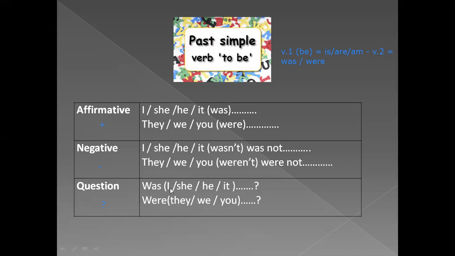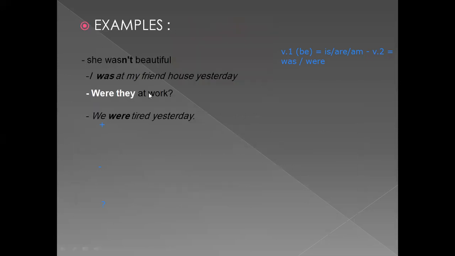So here, whenever I want to ask about a singular subject like I, she, he, and it, I should ask about them with was. But whenever I want to ask about a plural subject, like they, we, and you, I should ask about them with were. Okay, so was, then the subject, then were, then the subject. Yes, let's move to the examples.